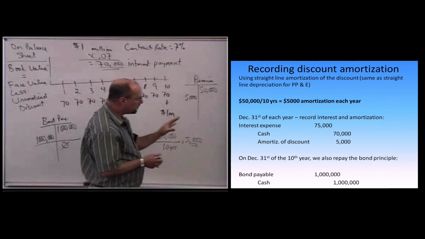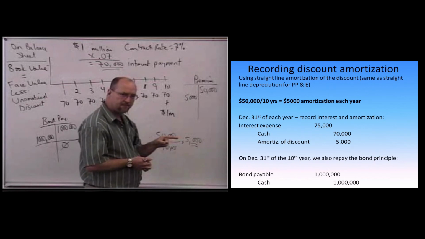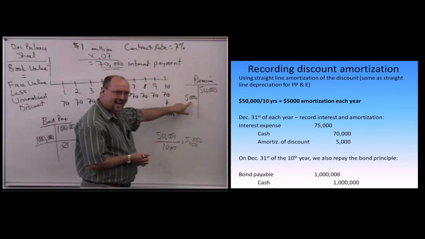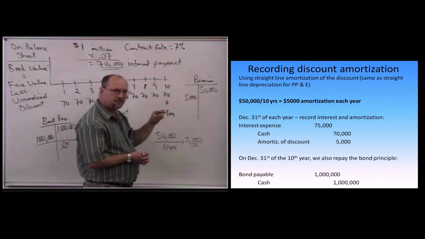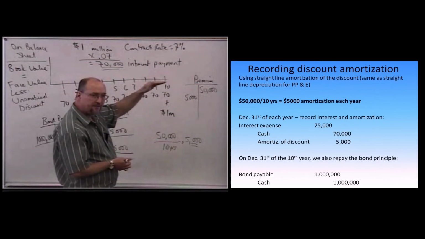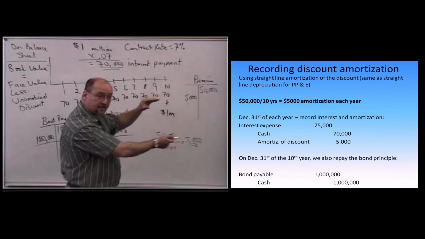And I'm not going to put it on the board, just visualize it. I'm still going to credit cash for $70,000, but I'm going to debit the premium for $5,000, and I'm going to debit interest expense for $65,000. $65,000 debit plus $5,000 debit is $70,000, and we have a credit to cash for $70,000.